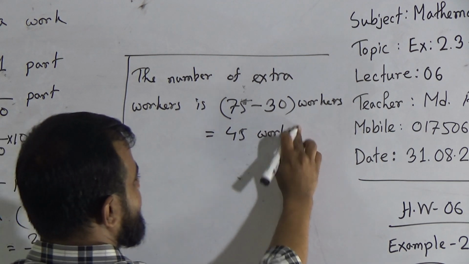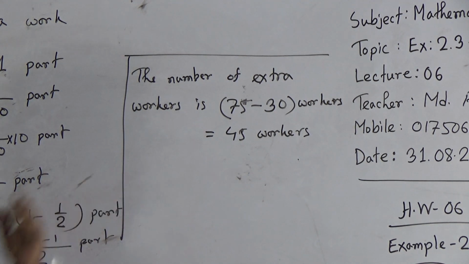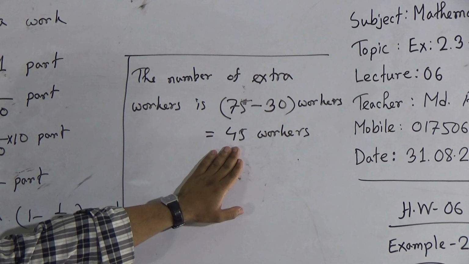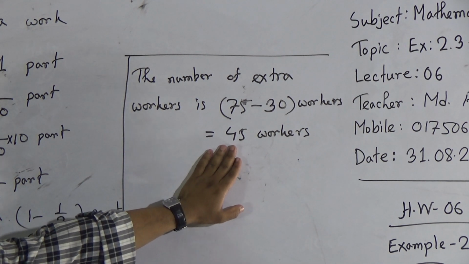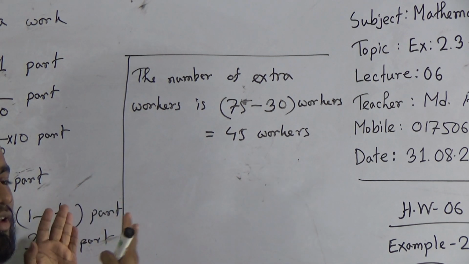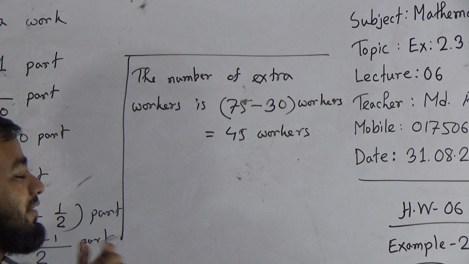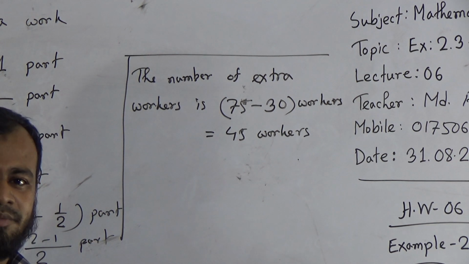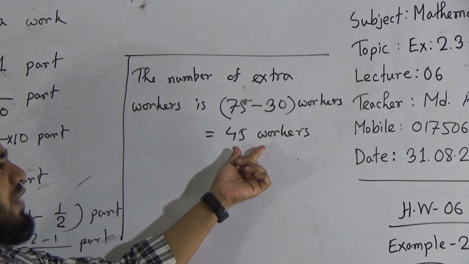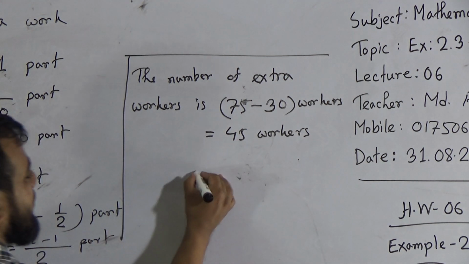This means that 45 workers are needed to complete that work on time. The question says that for 10 days the 30 workers worked, and after that for 6 days the work was suspended for bad weather, and then we have only 4 days remaining. So how many extra workers are needed? The answer is that 45 extra workers are needed to complete the work on time.